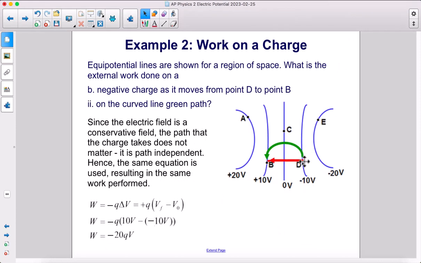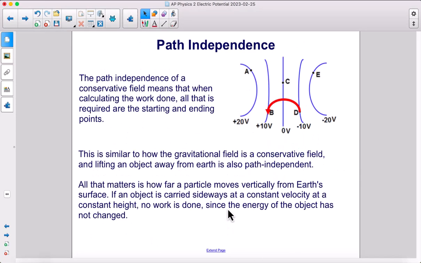Just like before, it's path independent. So if we take the straight path or a curved path, or we loop all the way around, it doesn't matter. It's the same amount of work. The path independence of a conservative field means that when calculating the work done, all that's required are the starting and ending points. This is similar to how the gravitational field is a conservative field, and lifting an object away from Earth is also path independent.